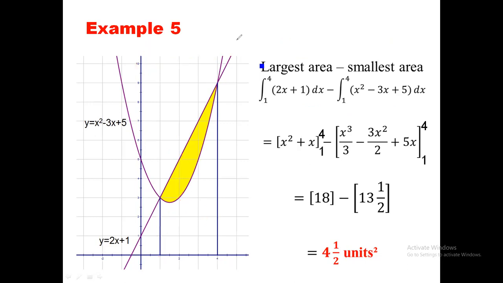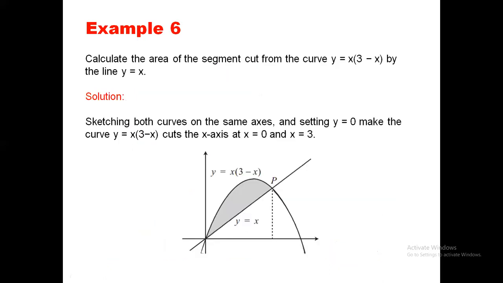Okay, so if there aren't any questions, we'll proceed with the next. In here, if I'm not mistaken, I have example 6. We have to calculate the area of the segment cut from the curve y equal to x times 3 minus x by the line y equal to x. So this is your line y equal to x. You can see it in here.